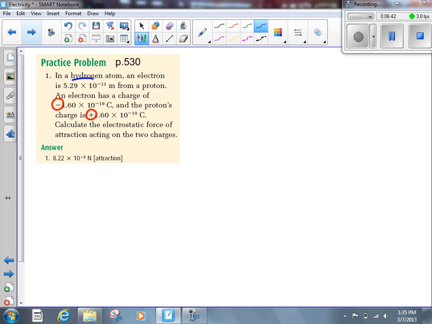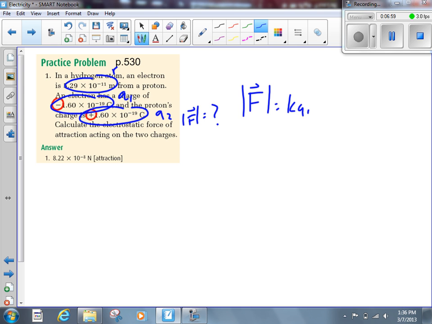This is going to be R. This is going to be the distance that separates the electron from the proton, the distance between the two charges. This is going to be Q1. And this one is going to be Q2. And we're looking for, first of all, the magnitude of the force. So we're going to say F is equal to K Q1 Q2 over R squared. K is 8.99 times 10 to the 9.